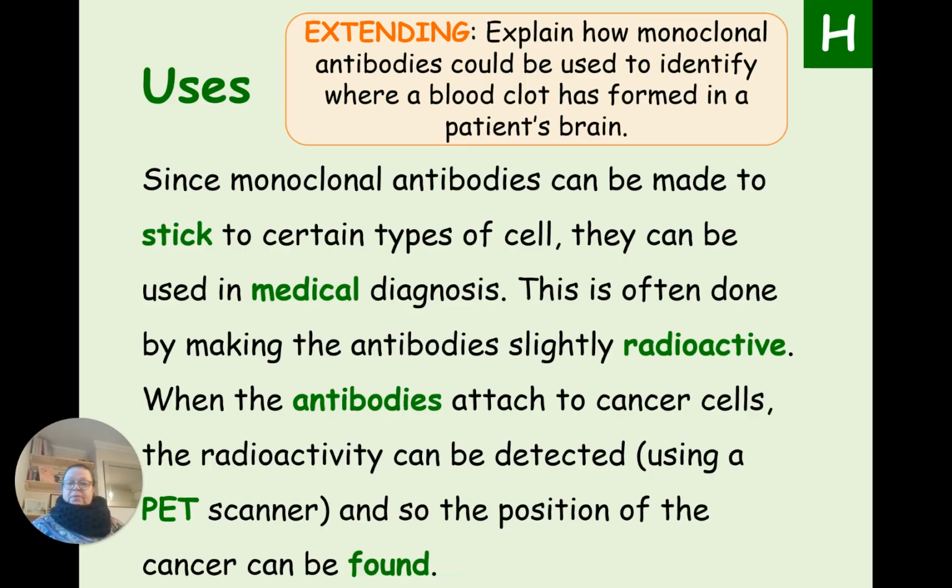Okay, so what we've done is we've made our monoclonal antibodies, and we make them slightly radioactive, and then we send them into the body to attach to the cancer cells, and then we can use a PET scanner to see where those cancer cells are and then treat the cancer, obviously. So this is separate from the cancer cells that we use to make the monoclonal antibodies. This is like a cancerous tumour or something in the body. Alright, so that's one use.